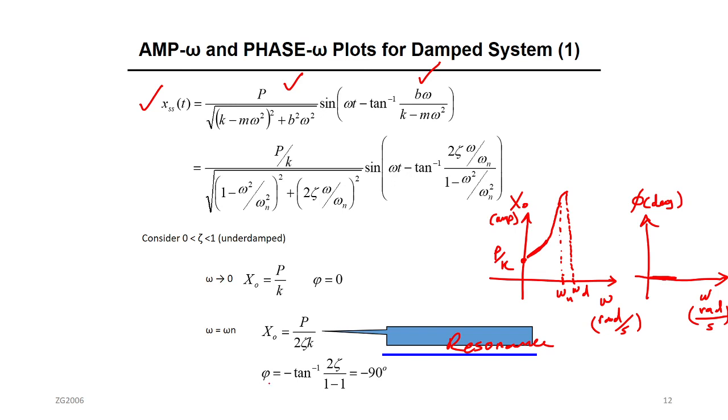And here we will have a phase. If omega is equal to omega n, you will have a phase here. It's not going to be equal to 0. This is omega. You will have minus 90. How do I know this? If you substitute omega equal to omega n, this will be 0. Anything divided by 0 is infinity, tan inverse infinity is 90, and there is a minus here. It's going to be minus 90.